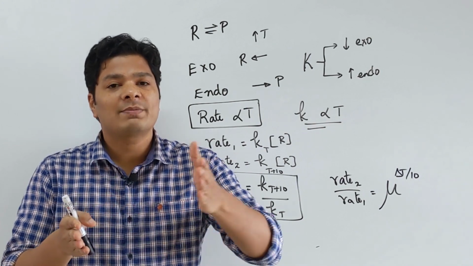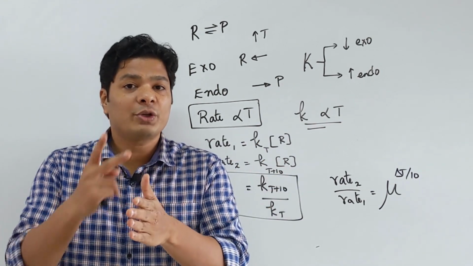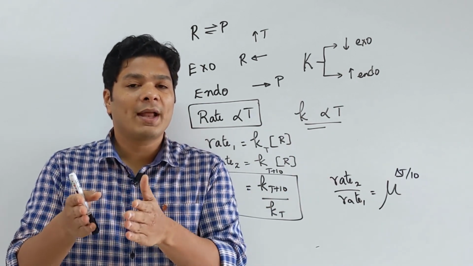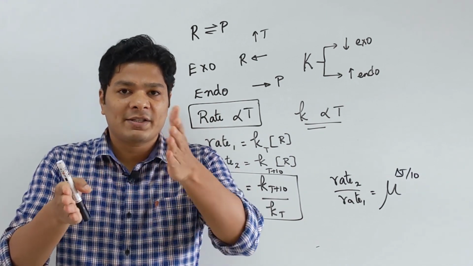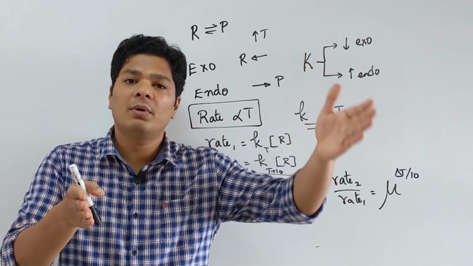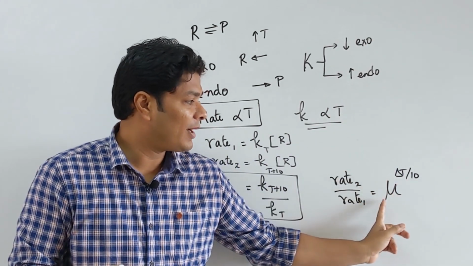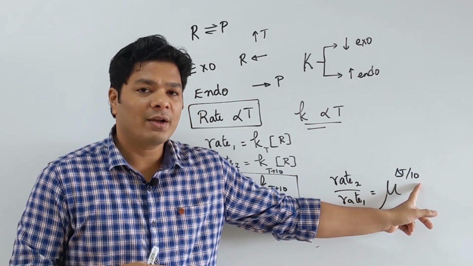What if you increase by 20 degrees? You have increased it 2 times 10 degrees, right? So the rate doesn't become times 2. What happens is, it becomes 2 to the power 2. Whatever the rate is, it has doubled, and then the double has become even more double, meaning quadrupled. So hence you have a power, not multiplication. Delta T by 10 tells you how many 10 degree changes you have done.